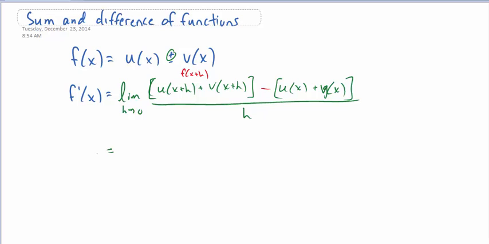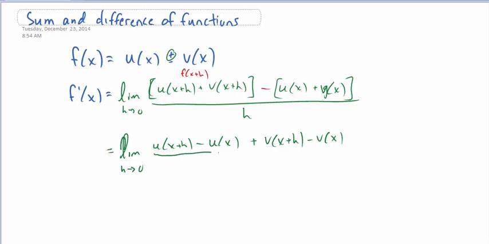Well, we can do a bit of rearranging here. Limit as h goes to 0 of u of x plus h minus u of x plus v of x plus h minus v of x. And well, those are both over h, so let's just do that. Split it into two fractions, one with the u's, one with the v's, and we have properties of limits that says we can do this.